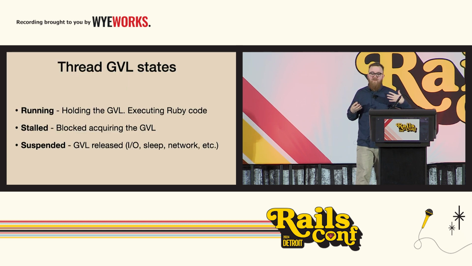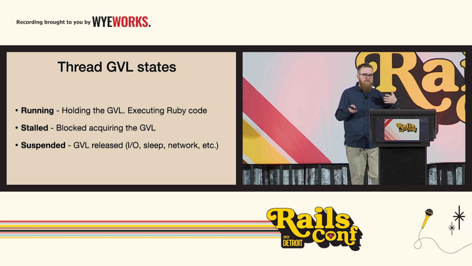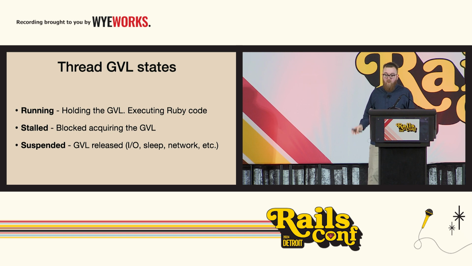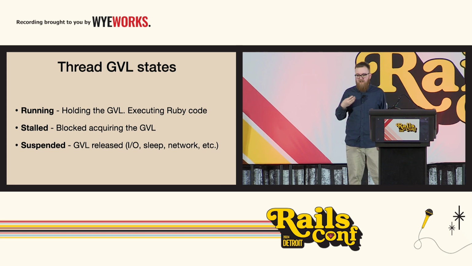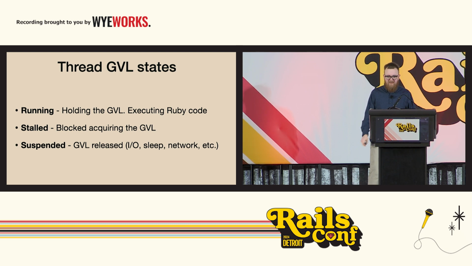So we represent the GVL in 3 different states. It's either running, holding the GVL, executing Ruby code. It's stalled, blocked acquiring the GVL because some other thread is running. Or the thread is suspended. It's released the GVL to do I/O, network, whatever.